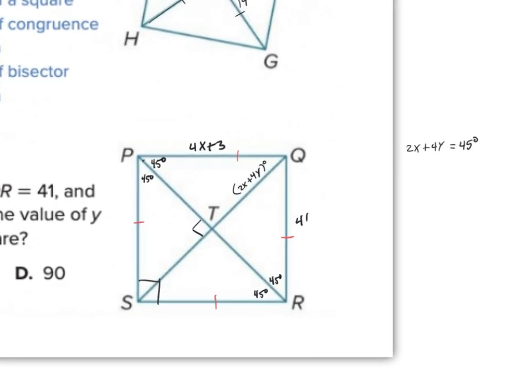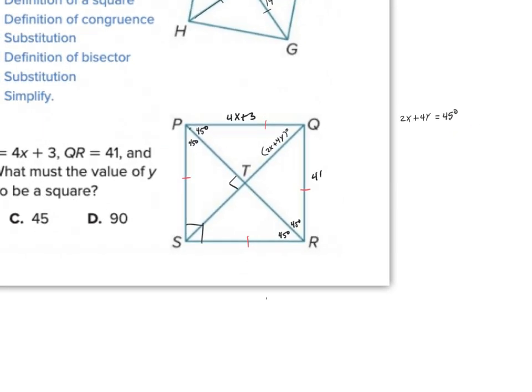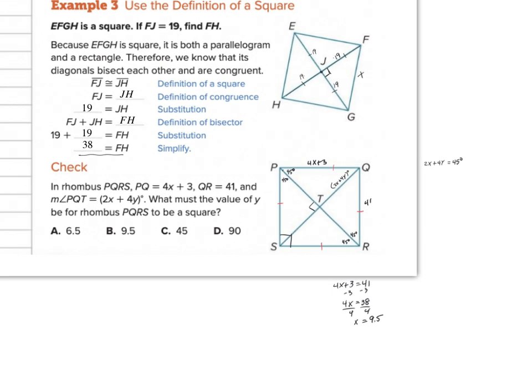Now, I do know this and this are congruent, so I can make those two things equal to each other. I get 4x plus 3 equals 41. Subtract 3 from each side. I have 4x is equal to 38. Divide both sides by 4. And x is equal to, I think, 9.5.